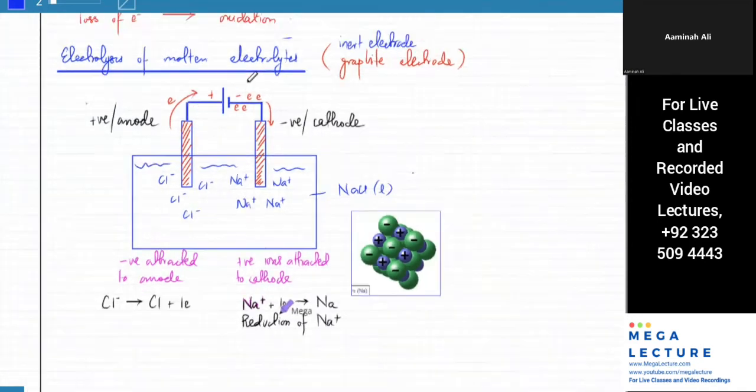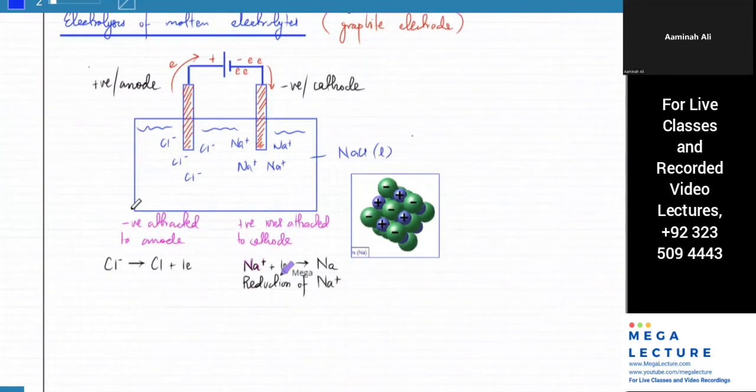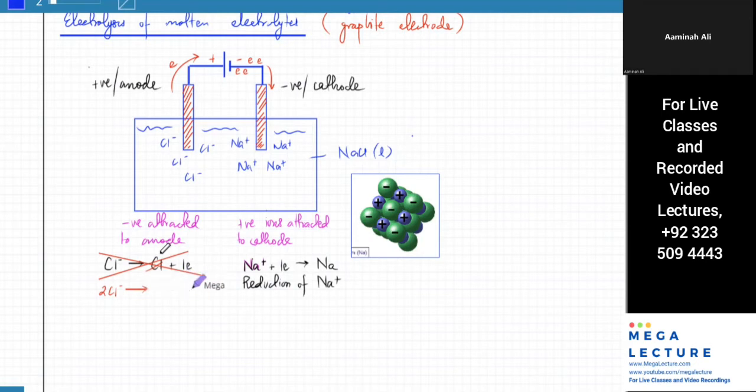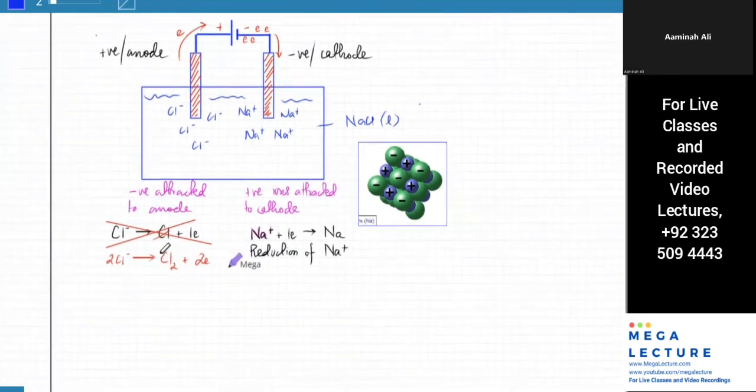Is Cl a monatomic or a diatomic molecule? I mean, which form does it take? So remember, Cl is diatomic. So this is not what's going to happen. The equation would be very similar, except that there's going to be two Cl minus ions, and they would together lose 2 electrons. Two Cl atoms would be produced, and those two Cl atoms would join together to form a diatomic Cl2 molecule. Is that clear? Yes, sir.